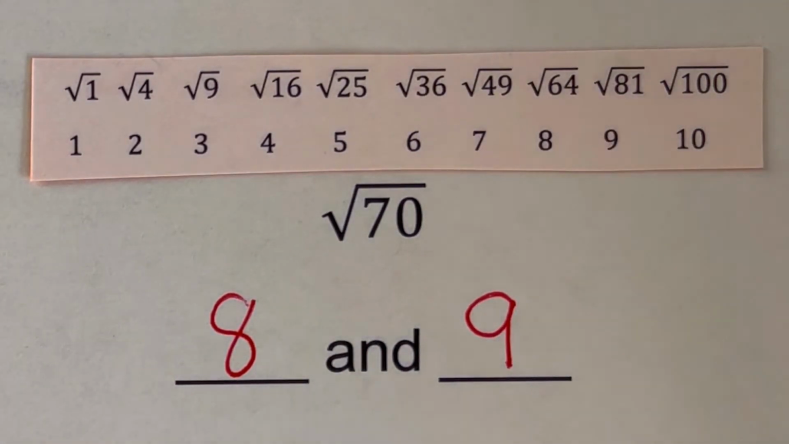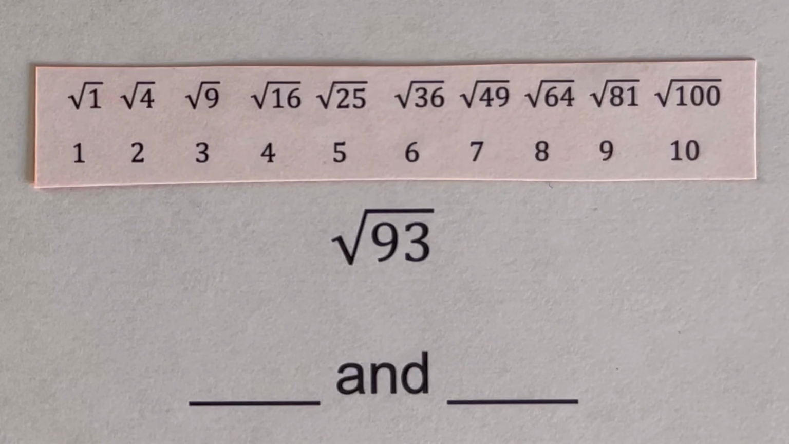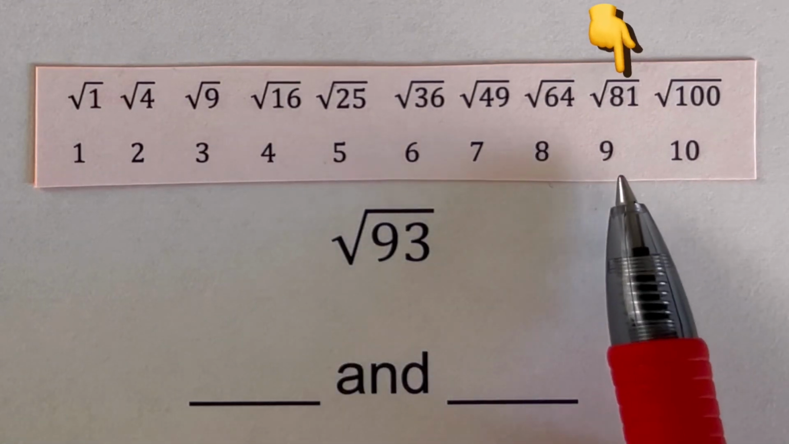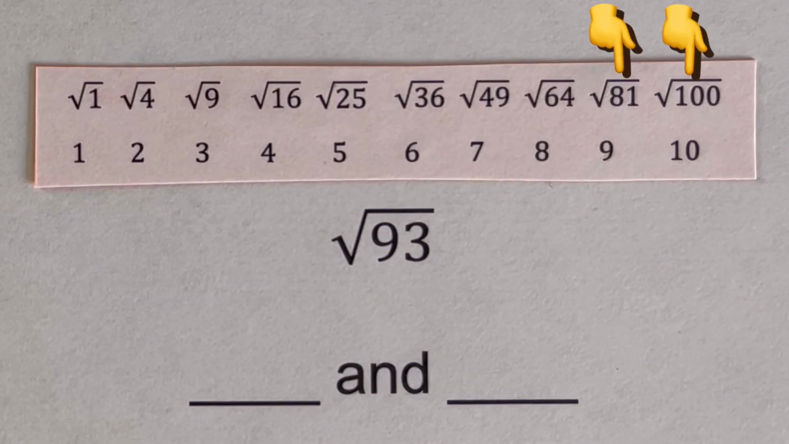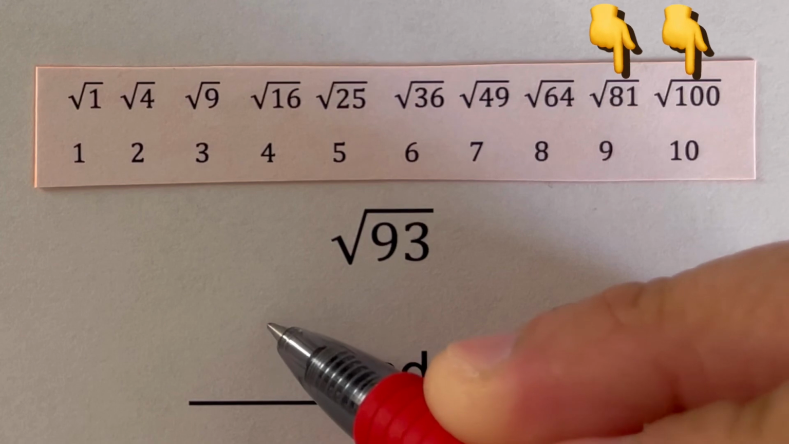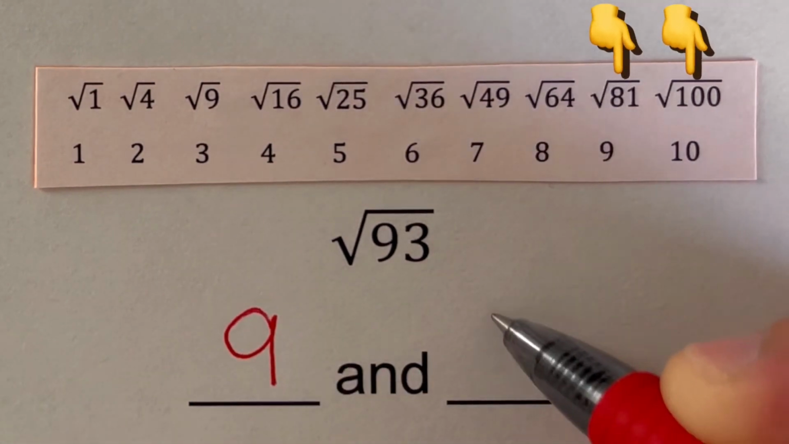Now let's move on to the next one here. The square root of 93 is located between the square root of 81, which has a value of 9, and the square root of 100, which has a value of 10. So it's located between 9 and 10.